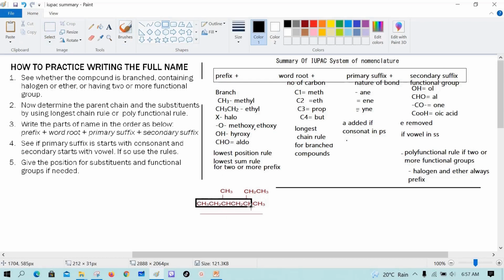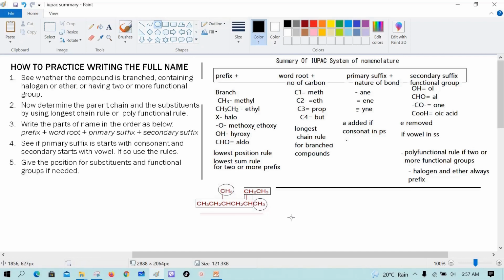All right, let me indicate this by the bracket. So we move like this, and this is our parent chain. The parent chain contains 1 2 3 4 5 6 and 7. Then we have 2 branches over here, left and right. So determine the substituents. These are the substituents, so we have 2 substituents.